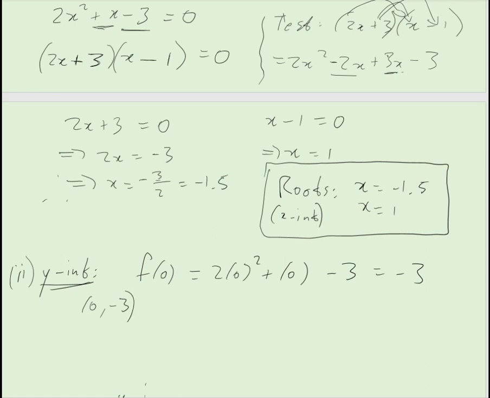Because the y-intercept, if you want to be specific here, even with the roots, the actual points will be, let me just write them here. Because the x-intercept means y is 0, so the actual points will be negative 1.5 and 0. And the other point will be 1 and 0. Remember, we always write x before y. And then for the y-intercept, the x value is 0, and the y value is negative 3.